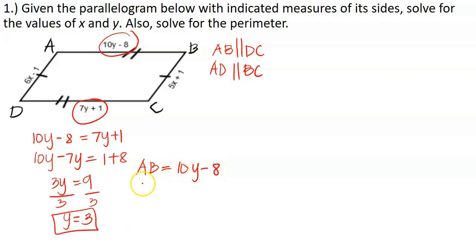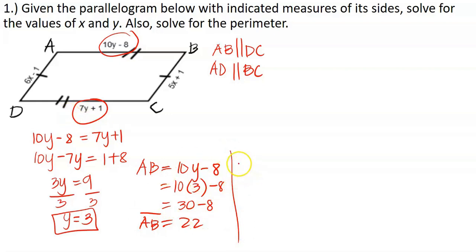Using substitution, we can now substitute y, which is equal to 3, as we solved earlier. So we now have 10 times 3, 30 minus 8, and that is 22. We can now say that segment AB is 22. Same thing with DC. We expect that AB is 22, so DC should also be 22. So let's try to check that.